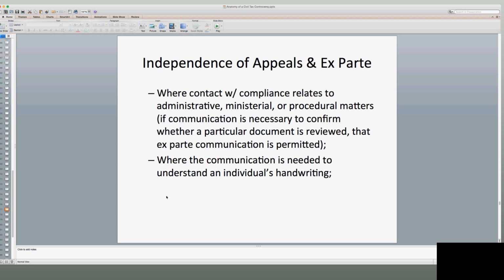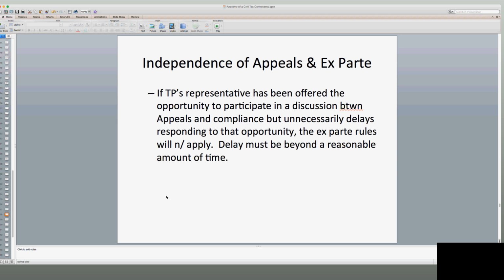And so how broad is it? Is there case law that covers it? And there might very well be some case law, a body of case law that's out there that we can find. Where the communication is needed to understand an individual's handwriting, well, now we're getting into some really absurd things here.